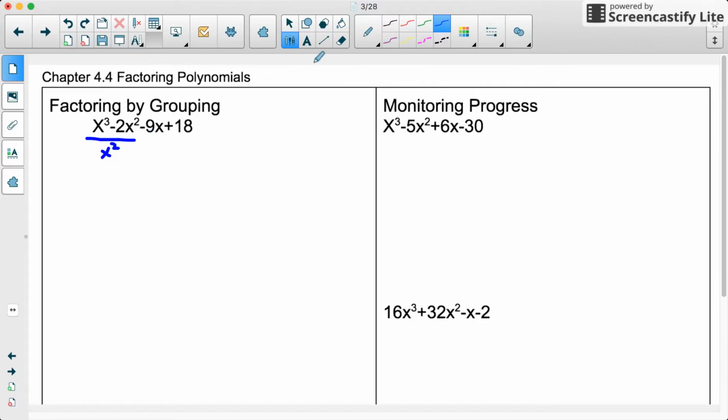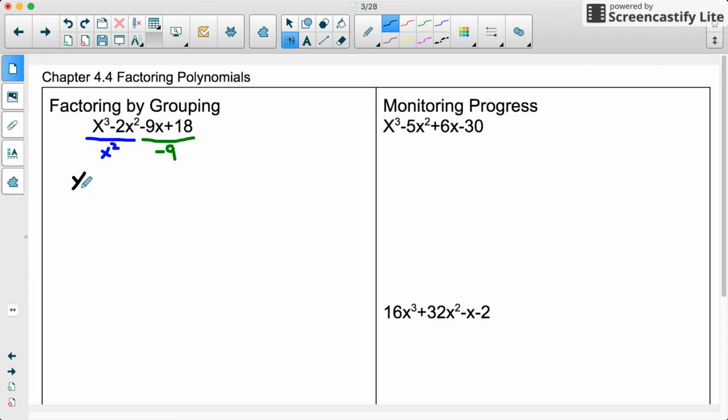And then my attention's turned towards the second group of terms, minus 9x plus 18. I can't factor any variables out because one's a variable with a coefficient and one's a constant. But I do notice that there's a 9 here, and that 9 is also a factor of 18. And because I want to eliminate as many negatives as possible, I'm going to divide the second binomial by negative 9, factor that out. Okay, so this is what my answer looks like.